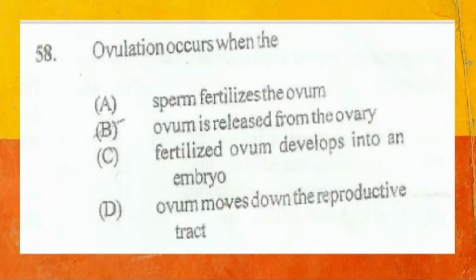Question 58. Ovulation occurs when the A. Sperm fertilizes the ovum, B. Ovum is released from the ovary, C. Fertilized ovum develops into an embryo, D. Ovum moves down the reproductive tract. The answer is B. Ovum is released from the ovary.